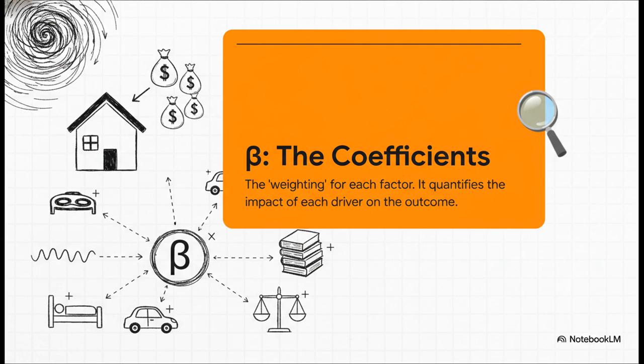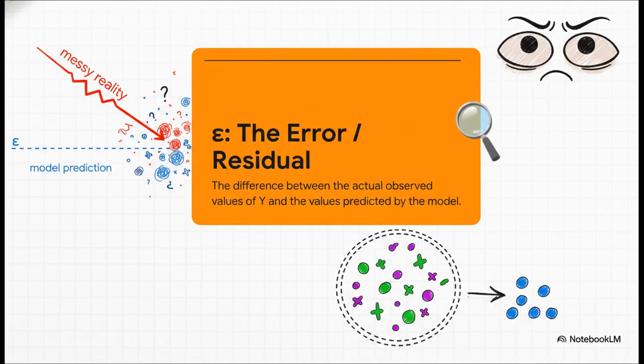It tells you how powerful that specific ingredient is. So a beta might tell you that for every one additional bedroom, the house price goes up by, say, $20,000. It quantifies the impact of each driver. And finally, we have epsilon, the error term.